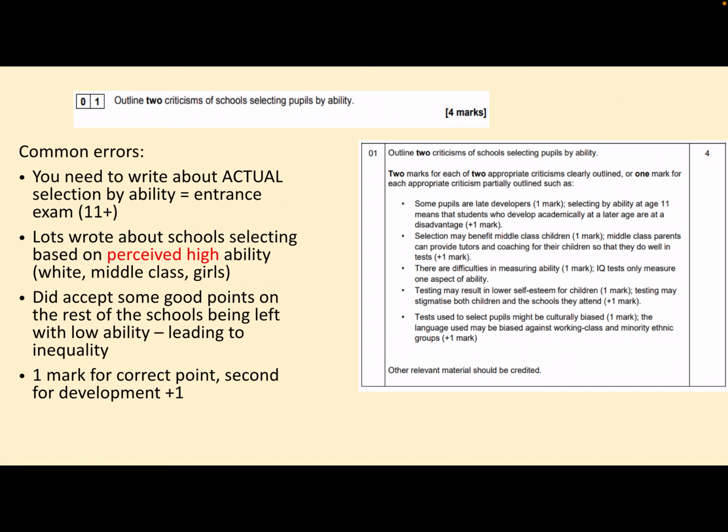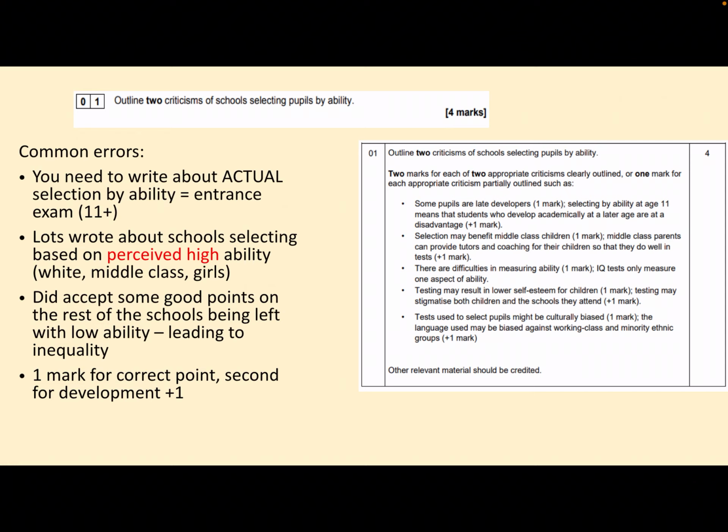So in terms of how it's marked, you'll see a 1 for the correct point and then a +1 for the development. If you look at the mark scheme, what they were looking for was really thinking about the problems of the 11 plus, to be honest with you. So firstly, some pupils are late developers, 1 mark. So selecting at the age of 11 means that students who develop later are at a disadvantage, another mark.